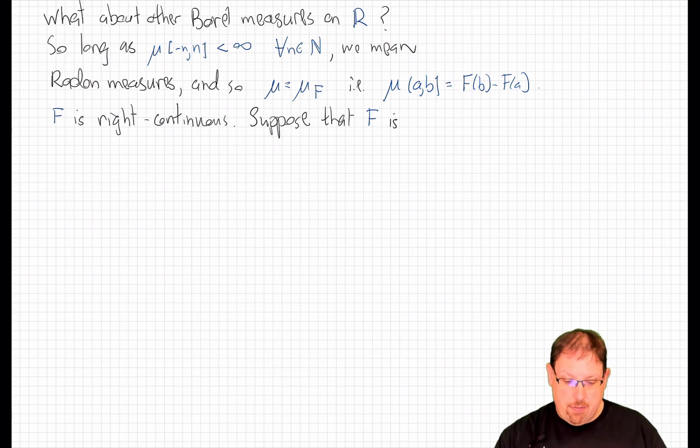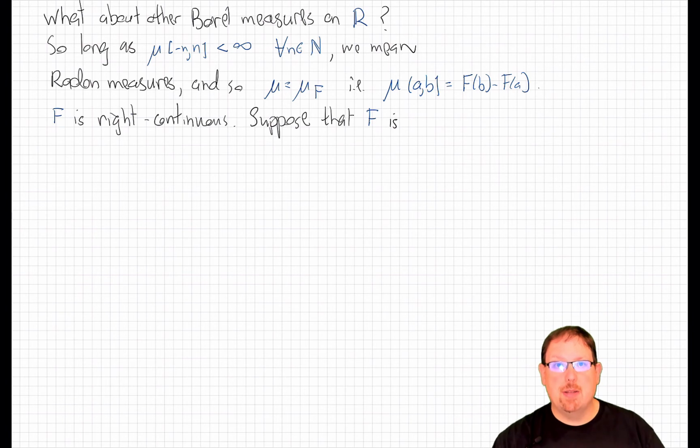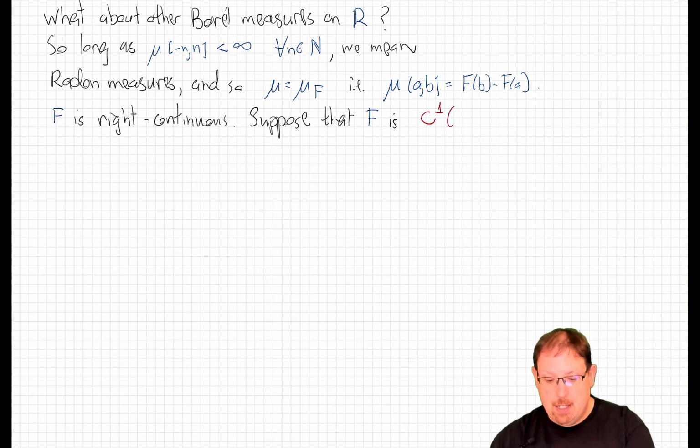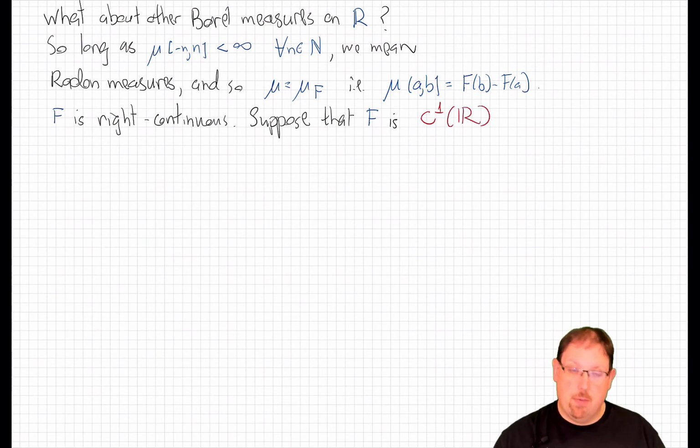We know that the function f in question will be right continuous and non-decreasing, but maybe it's more. Maybe it's continuous, and even better, maybe it's differentiable, and even better still, maybe it's continuously differentiable. So let's suppose for the moment that this function is continuously differentiable everywhere on the real line.